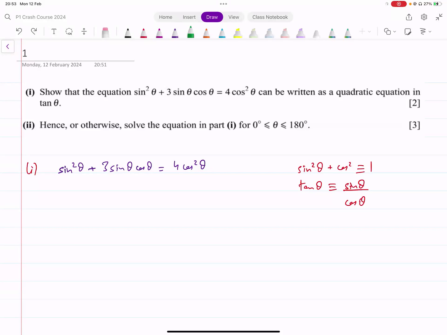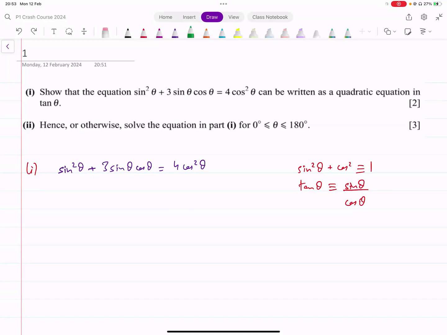We can take 4 cos square theta to the left side and divide all of the equation by cos square theta. Multiplying, sorry, I mean divide. Check if that works. So Abdullah is saying, okay.